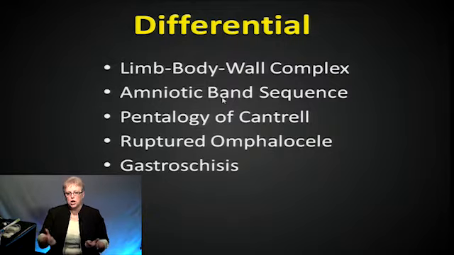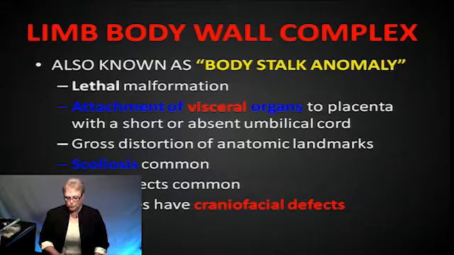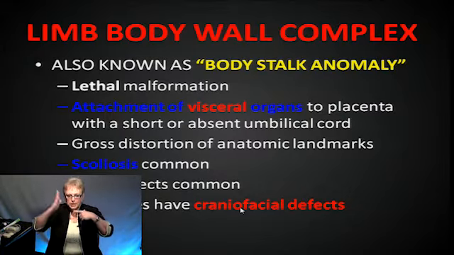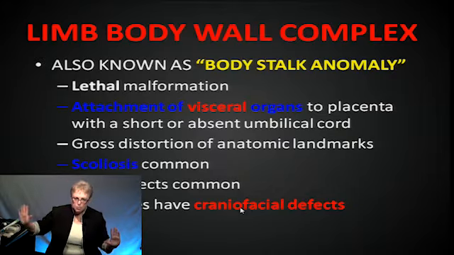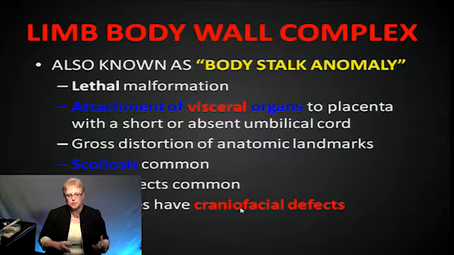So a limb-body wall complex has a lot of amniotic bands, and they have that hallmark of 40% of them are going to have craniofacial defects. And you can see these bands going everywhere, but because of everything else and the distortion of the abdomen, it's not just amniotic band. This is actually a limb-body wall complex. It's also known as a body stalk anomaly.